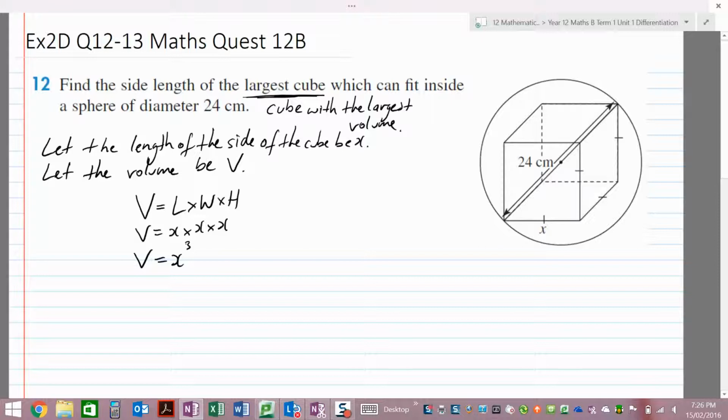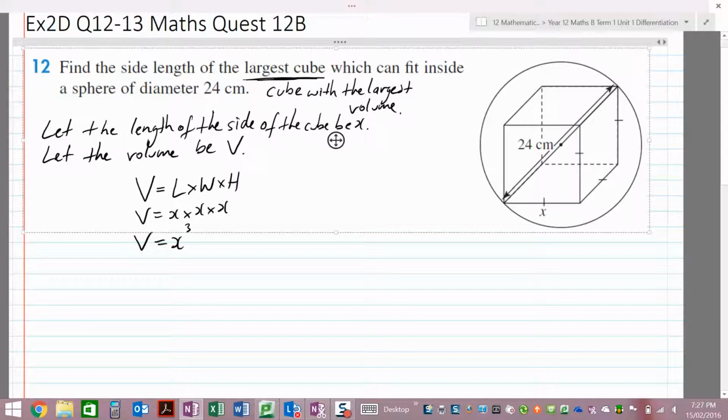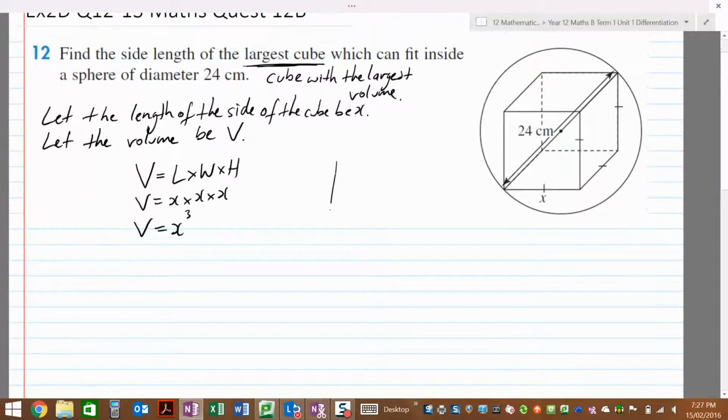And then this other piece of information, can't really write any sort of relationship for it. I know that if I do some 3D trigonometry, the fact that it fits into a sphere of diameter 24 centimeters means that the length of this diagonal is 24 centimeters. I might just do this formally.